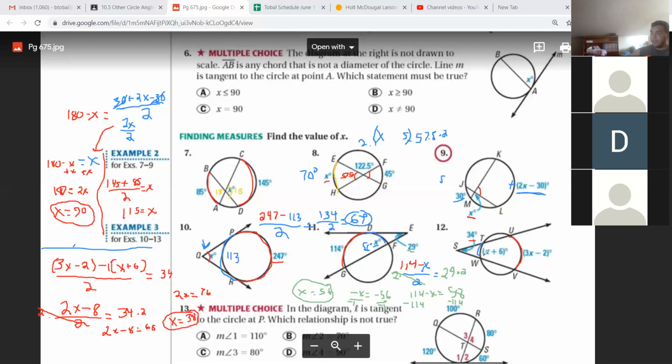So x is 38 here. And you could plug it into these questions and then see if the numbers match up, which they should if you did it correctly. All right? Before I go on to the last question, here's 10 to 12. Any questions on those?